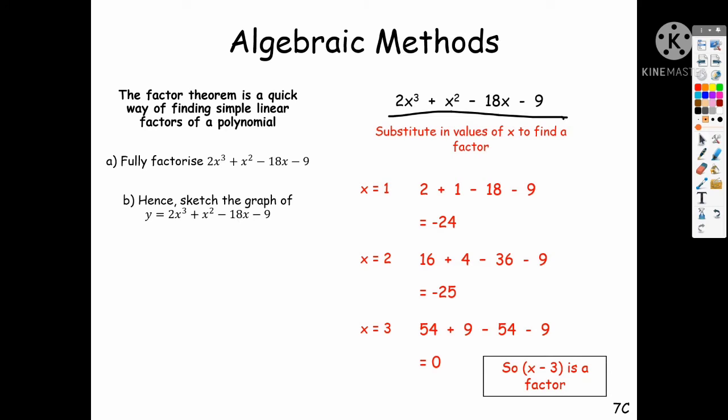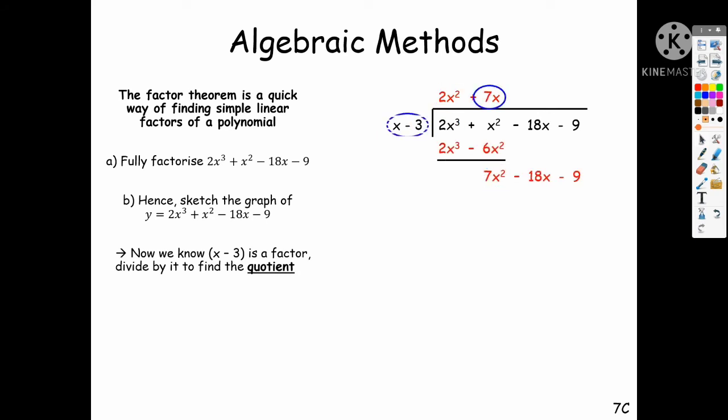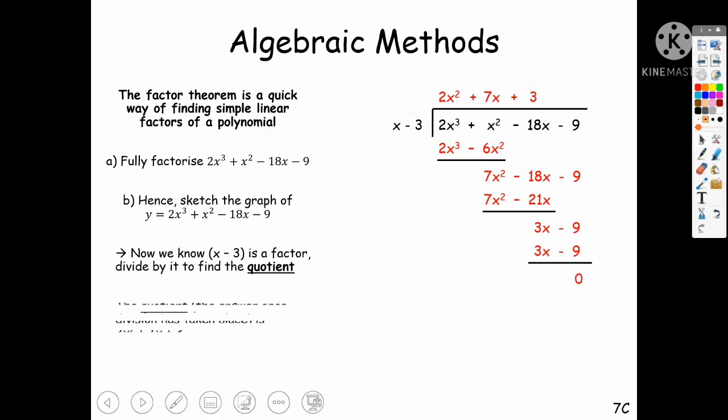So we know that x minus 3 is a factor. Then, using polynomial division, we can find out what the other part is, and we can fully factorise. So this is what we get. Hopefully you're getting something similar to me. If you did, that's great. And we know that 2x squared plus 7x plus 3 is the final part, the quotient bit.